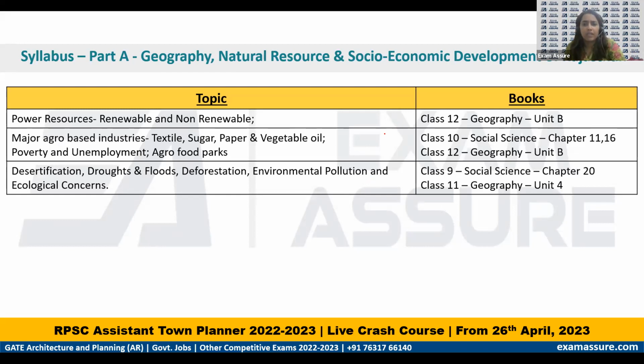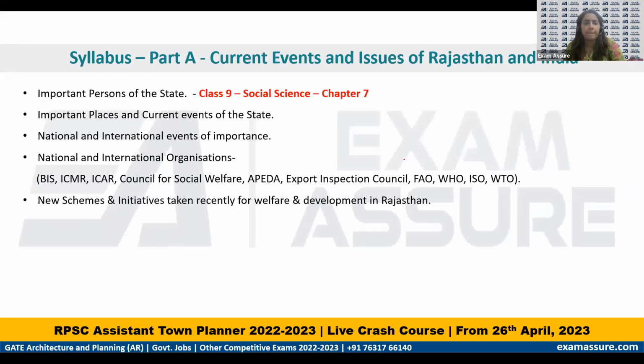Same goes for your economic development as well. Current events, I'm assuming that you might have been reading newspapers or been updated with current events as of now. Other than that, for important persons of the state, you can refer to the class 9 social science chapter 7. And as far as different international organizations are concerned, the names are enlisted here. Go to their websites and do a little research as to what can be studied or understood from these. So that is another important thing.